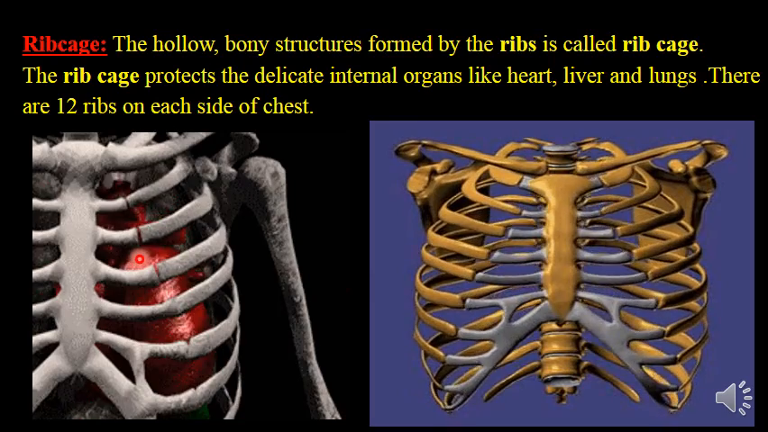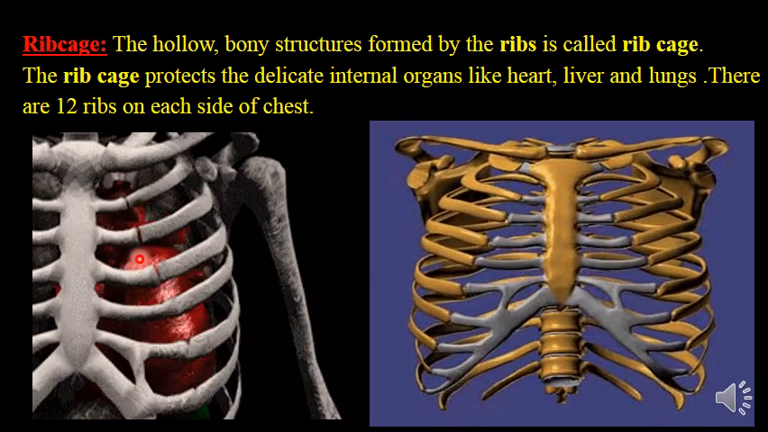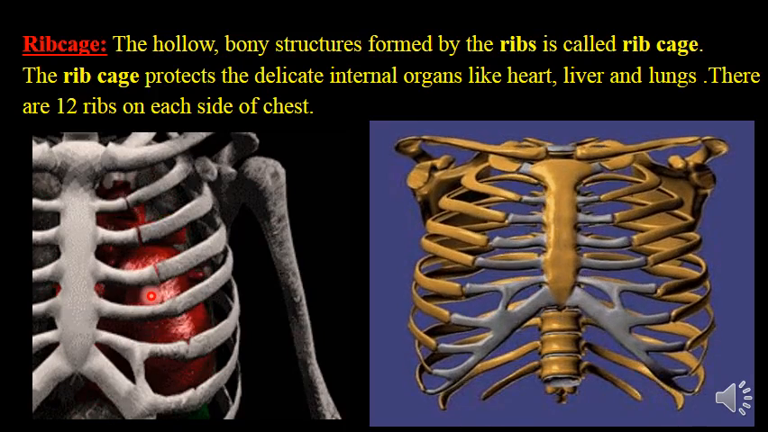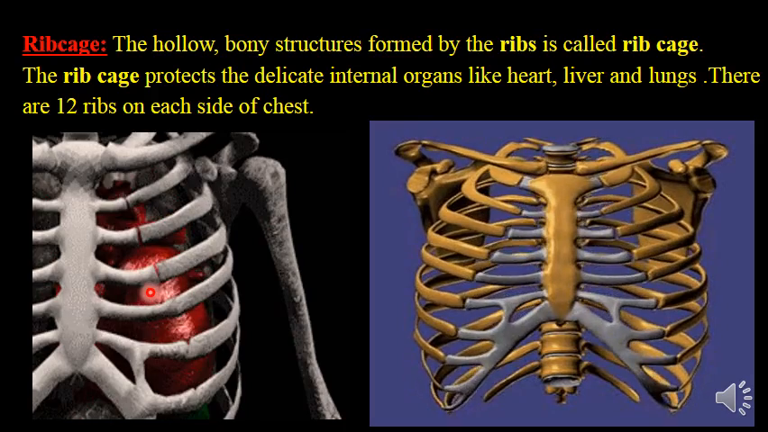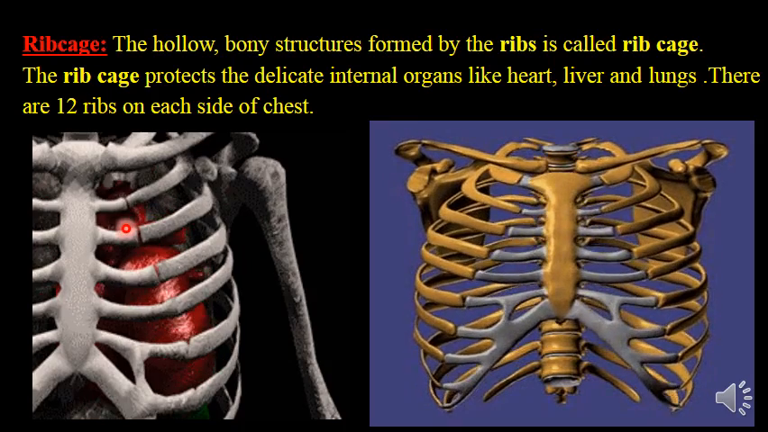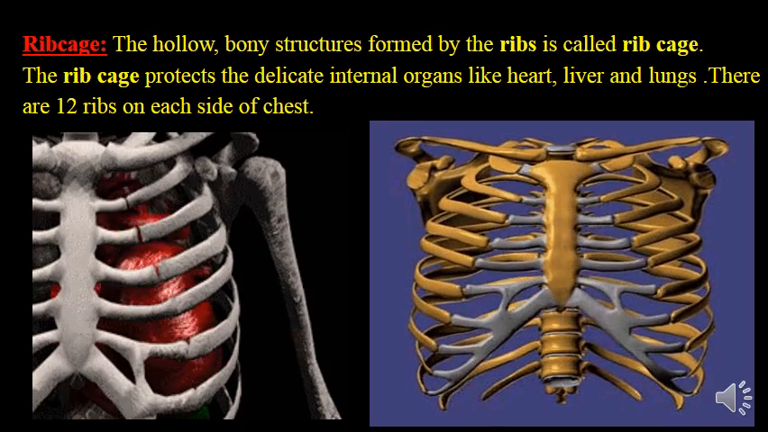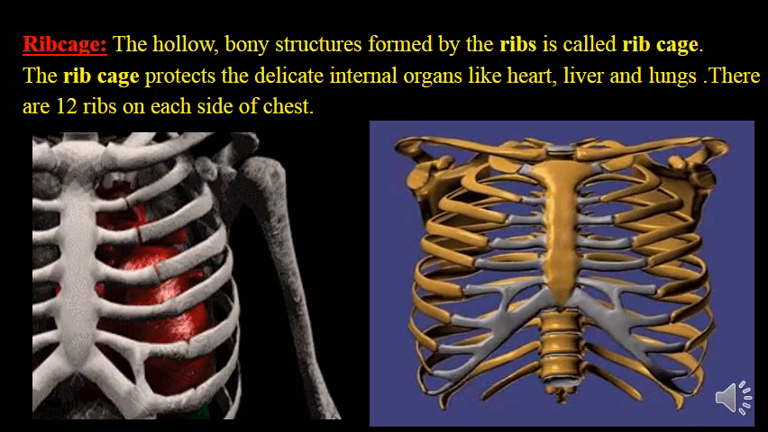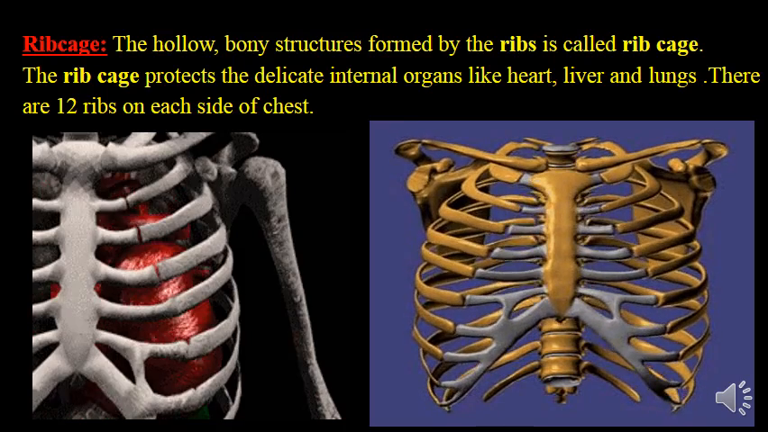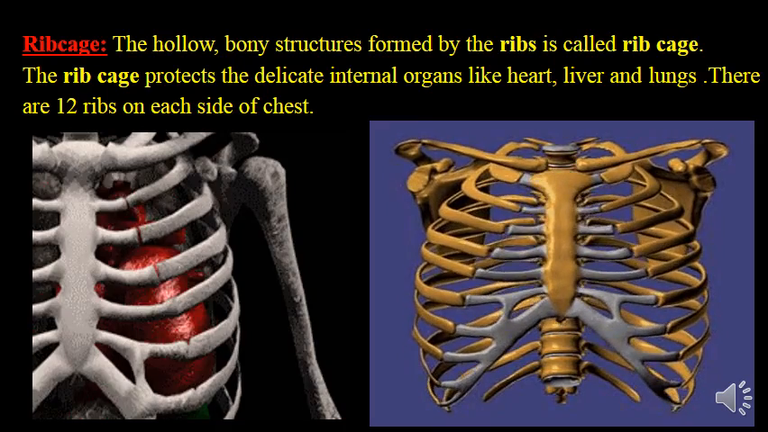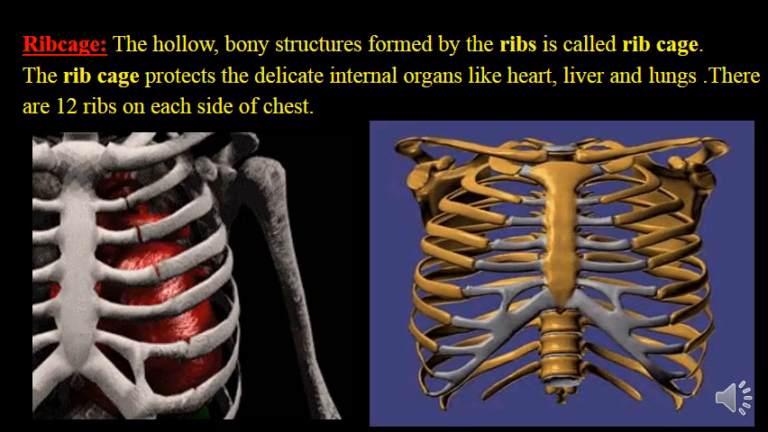But inside the rib cage, there are some delicate and most important organs present, like the heart. Can you see the heartbeat inside the rib cage? Even the liver and lungs are also present in the rib cage. The rib cage acts as a protective cover for these soft internal organs. This is about the rib cage.